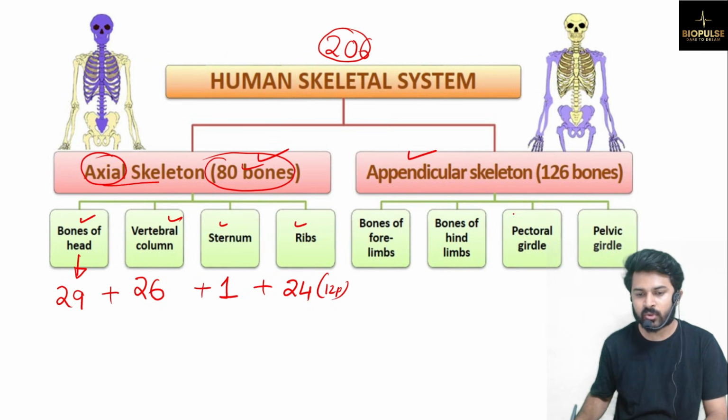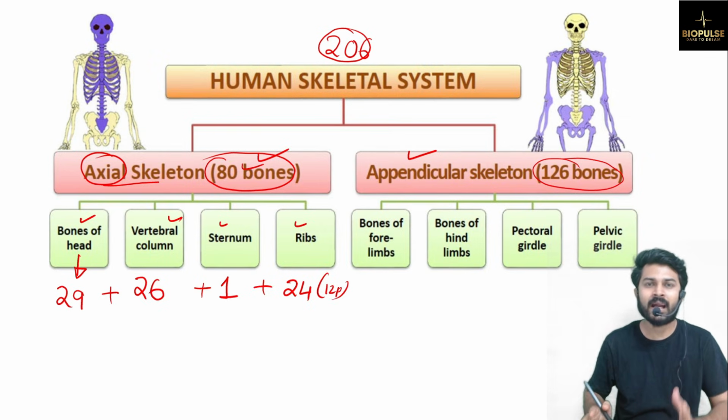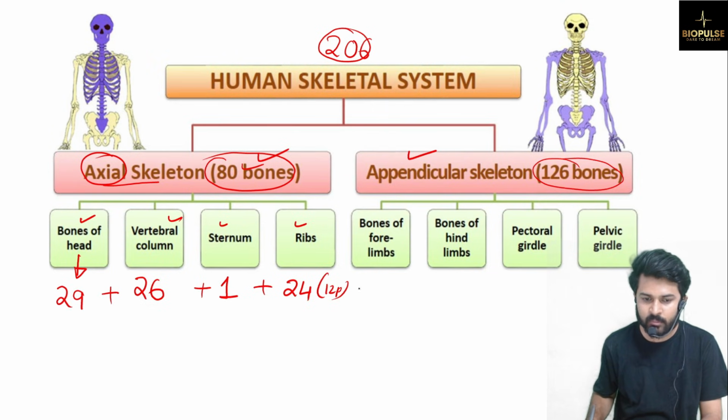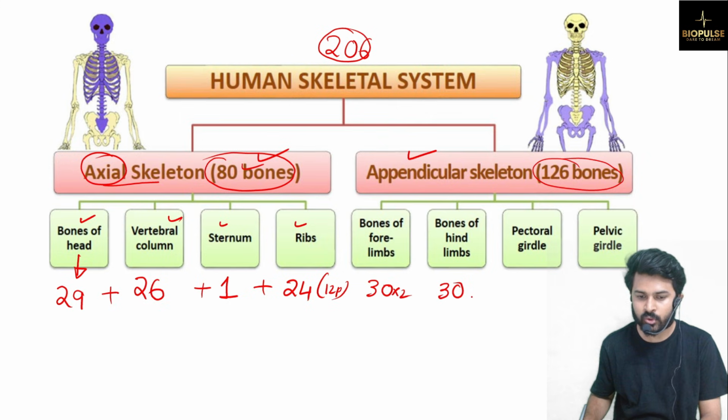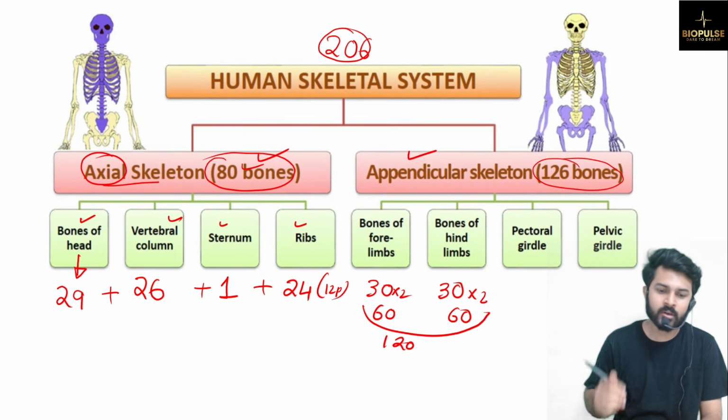Appendicular skeleton has how many bones? 126 bones. And it is very easy for us. What if I tell each of our limbs, whether it is forelimb or hind limb, each limb has 30 bones. So let's see, bones of the forelimbs, how many are there? 30. Here also 30. But we have two forelimbs, so into 2 we have to do for both. So this equals 60, this equals 60. Total how many? 120. Very easy, out of 126 we got to know about our 120 bones.